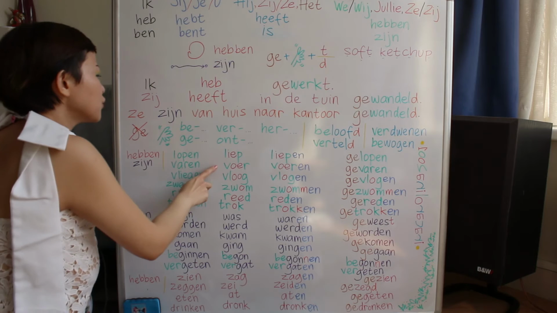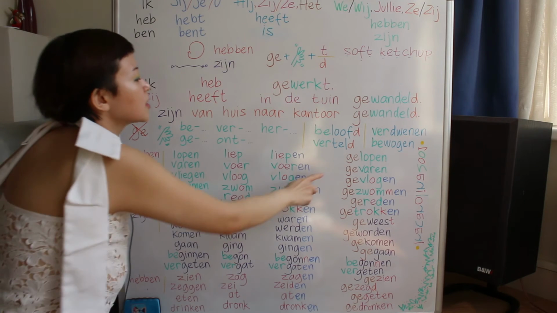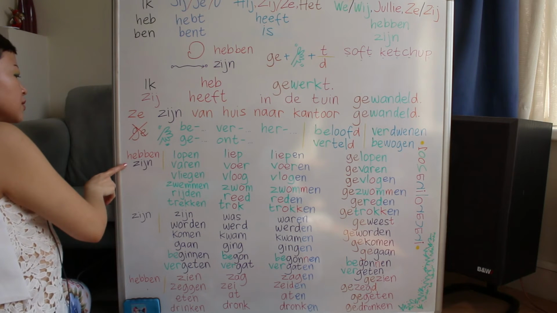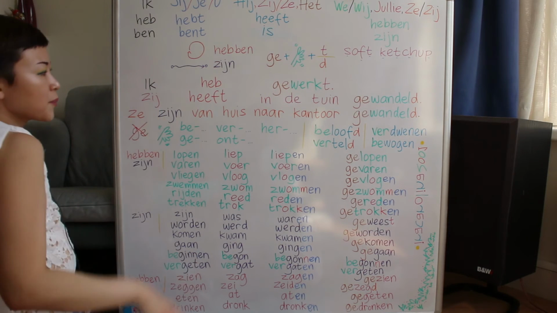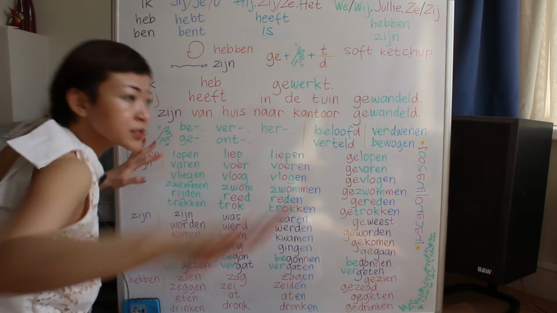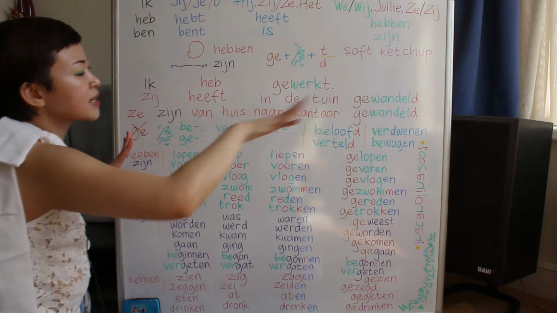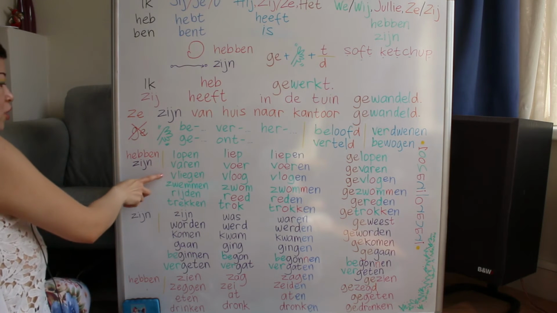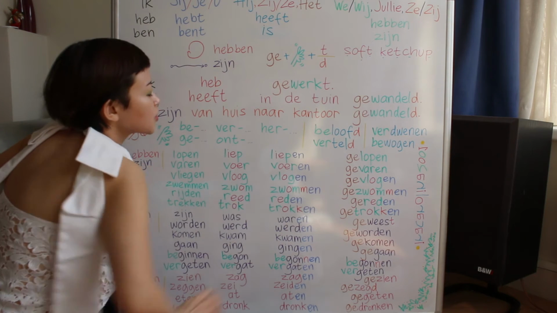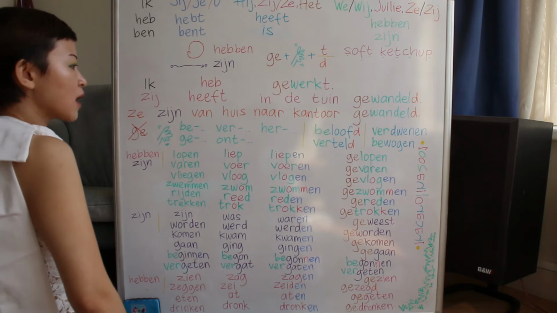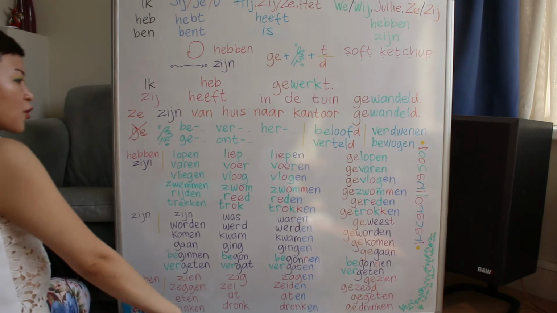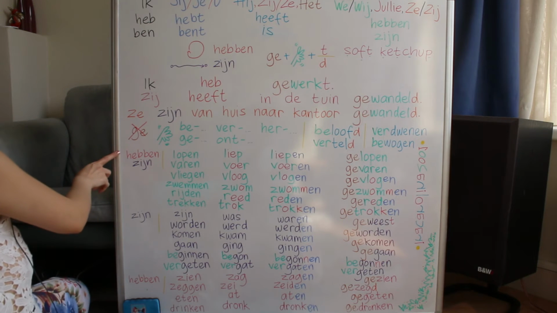Varen, voer, voeren, gevaren, sailed. You can use hebben, you can use zijn. It depends on how you sail, from one point to the other point, or just in the same circumstance. Vliegen, vloog, vlogen, gevlogen, flown. Fly, flew, flown. You can use hebben or zijn.